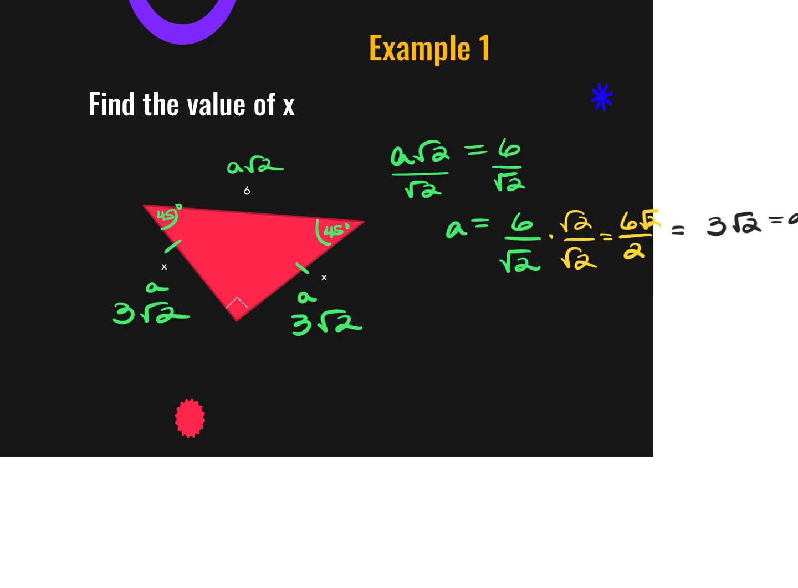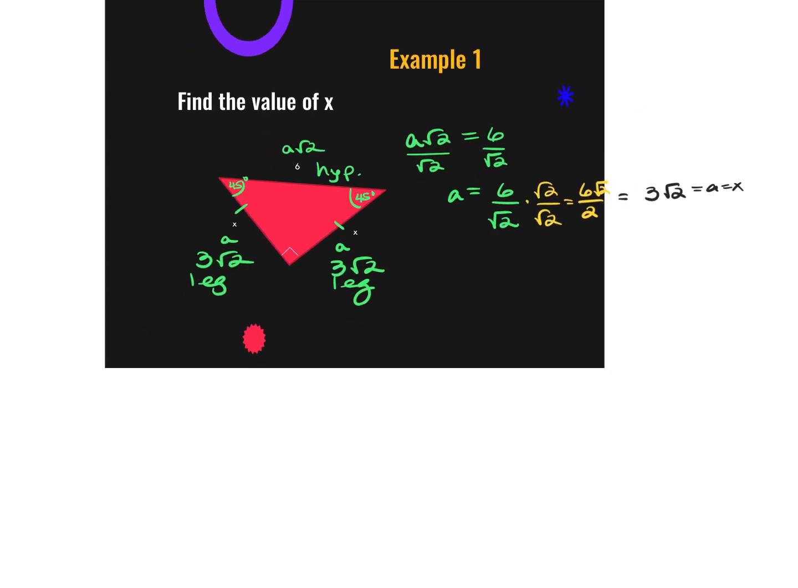What they had given us was the hypotenuse, and we were trying to find the 2 legs. So let me just redraw another 45, 45.